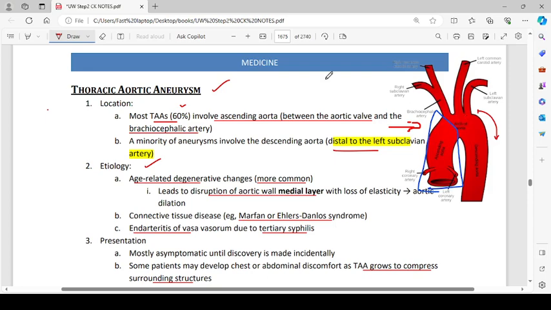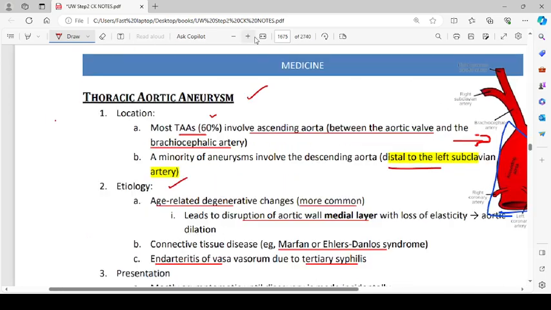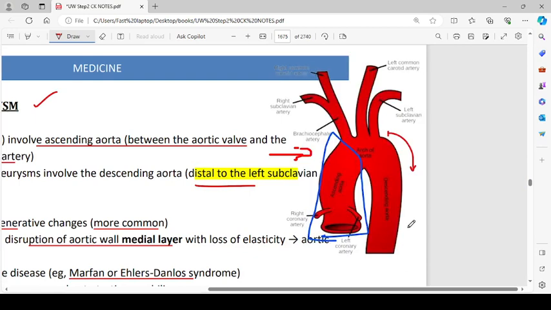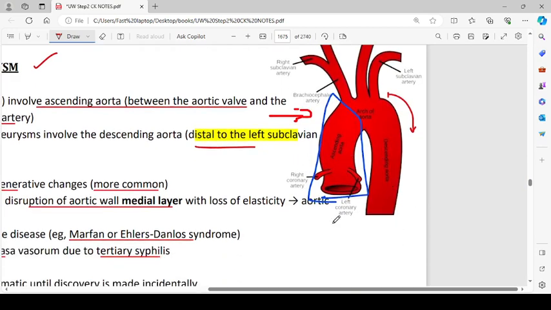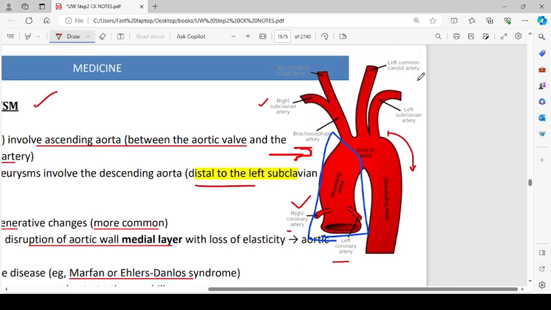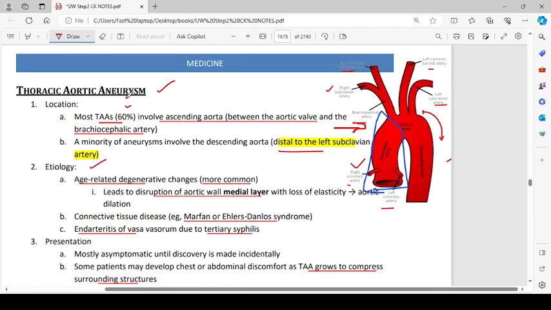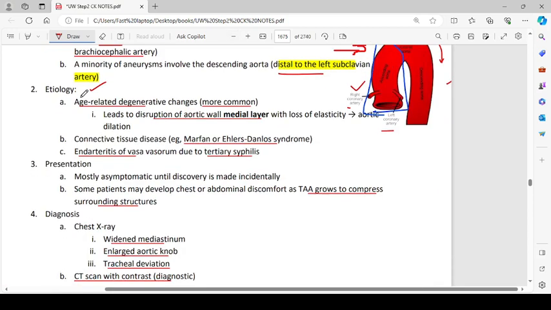Etiology, but first, that is just a diagram of the aorta. Let's see that. So they have shown the ascending aorta. This is the left coronary artery, right coronary artery. This is the ascending aorta. Then we have the brachiocephalic artery, right subclavian artery, common carotid artery. This is the right common carotid artery, left common carotid artery, left subclavian artery, and descending aorta. Coming back, we were talking about thoracic aortic aneurysm. The location, we are done with that.